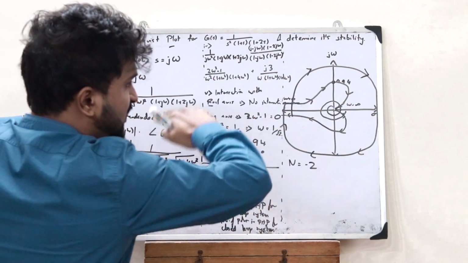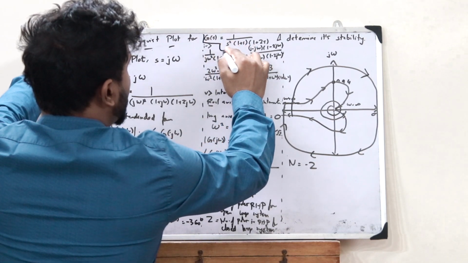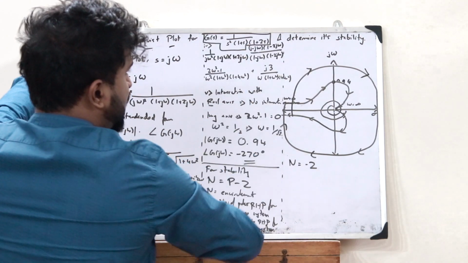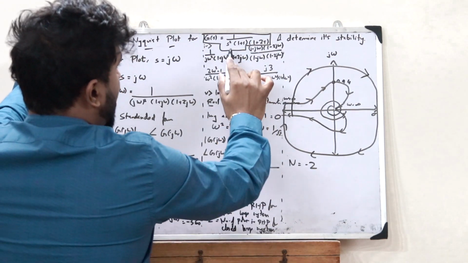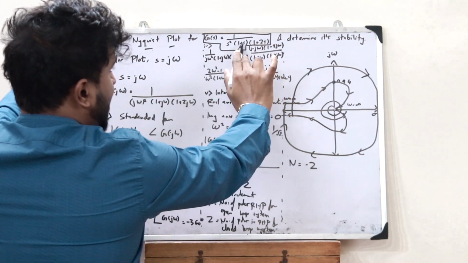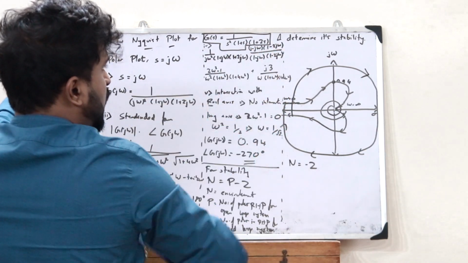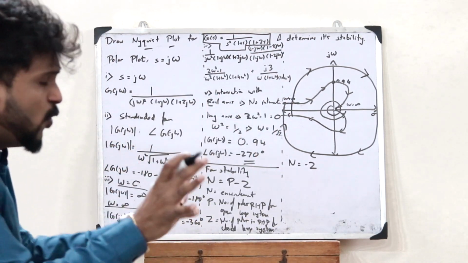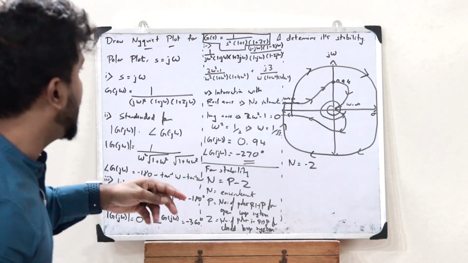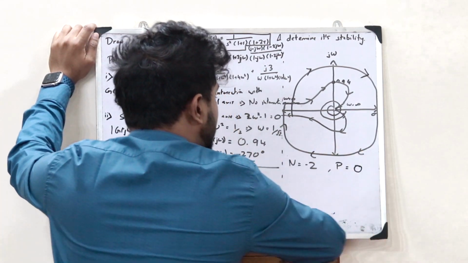And now, when we consider this particular open loop transfer function over here, when we equate the denominator equal to 0, we get the value of the poles. First, when we equate s squared is equal to 0, we get s is equal to 0. When we equate 1 plus s is equal to 0, we get s is equal to minus 1. When we equate 1 plus 2s is equal to 0, we get s is equal to minus 1 by 2. So from this, we observe that there are no poles lying in the right half of the S plane. So therefore P is equal to 0.